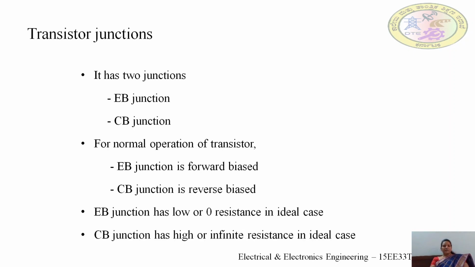So let's have a summarization. It has two junctions, the emitter-base junction and the collector-base junction. For normal operation of a transistor, be it PNP or NPN, the EB junction is always forward biased and the collector-base junction is always reverse biased. Since the EB junction is forward biased, its resistance is very low, or zero in an ideal case. Since the collector-base junction is reverse biased, its resistance is high, or infinite in an ideal case.